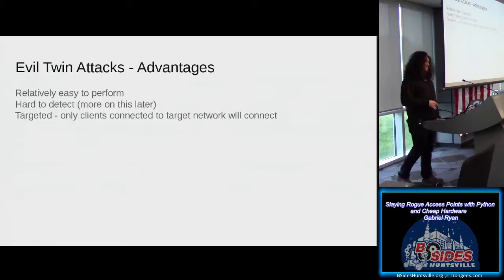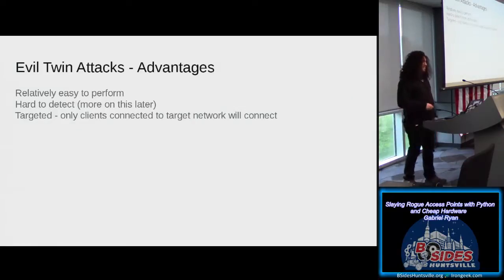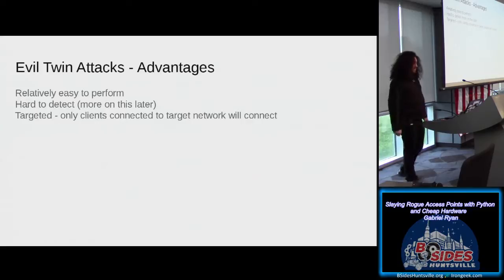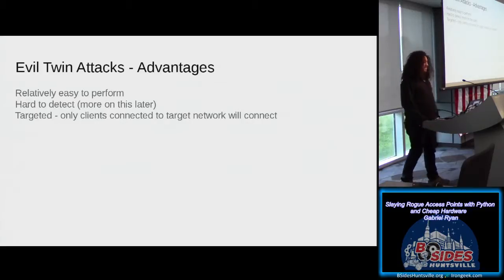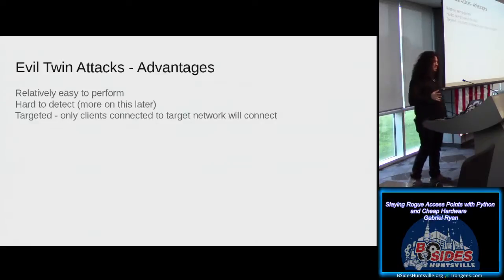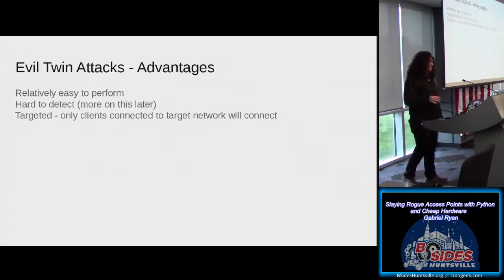They're also really hard to detect. And you'd think, okay, so why is it hard to detect? Well, we'll go into that later, actually. But despite the fact that it would seem obvious that there's an access point up that shouldn't be there, there actually are some ways that this can be tricky to mitigate. And the other advantage, I think from a red team perspective, the most advantageous thing about using an evil twin as opposed to a different wireless attack, is that it's very targeted.